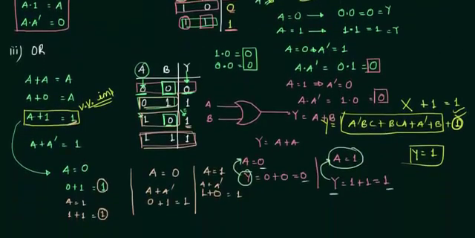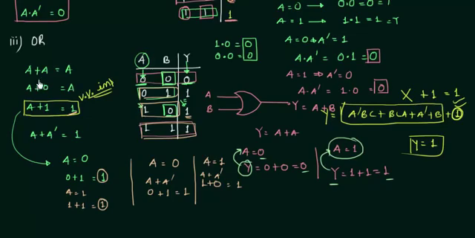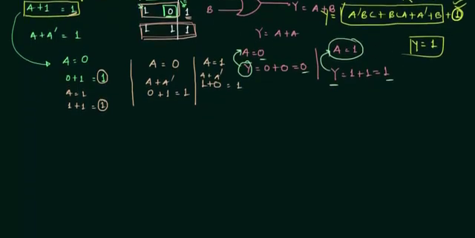In the same way, we did it for the OR operation: A or A is equal to A, A or 0 is equal to A, A or 1, a very important one, is equal to 1, and A or A complement is equal to 1. So these were the rules that we completed in the last presentation. Now we will move to the fourth rule.